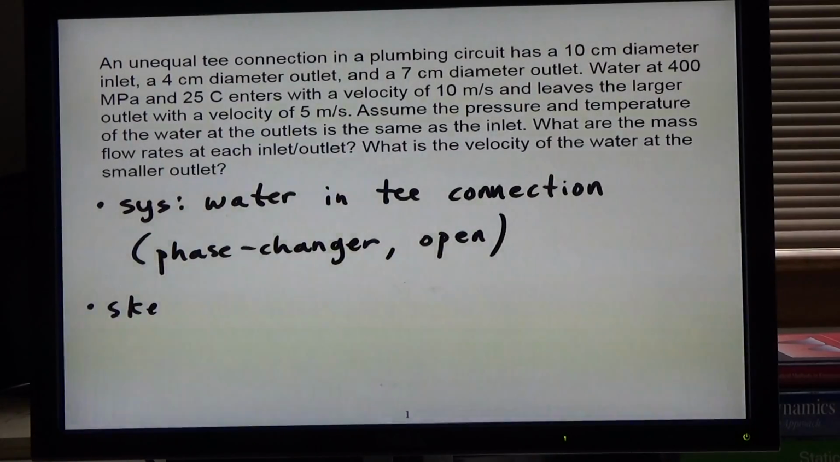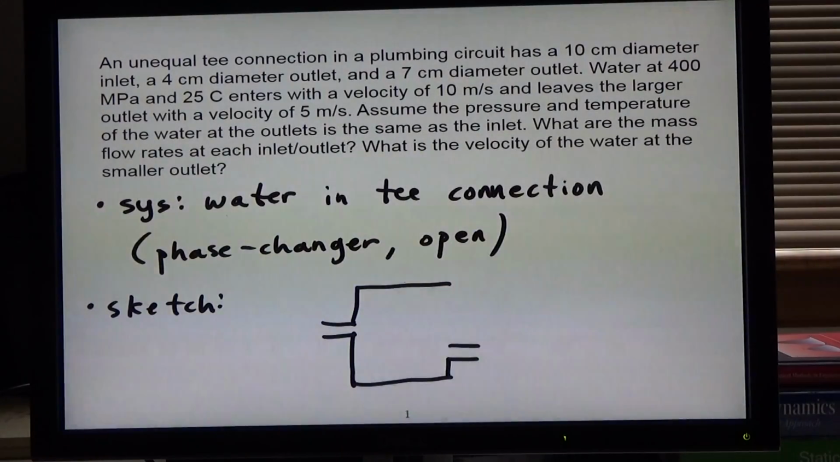For the sketch, all of the sketches that we're going to be doing in Chapter 4, we just want to do an engineering sketch. I'm not going to require a properties sketch for any of the problems in Chapter 4. It's simply enough to give me an engineering sketch of what the system is. So for this case, we have a system with one inlet and two exits.